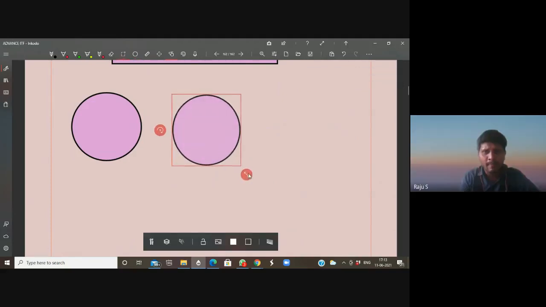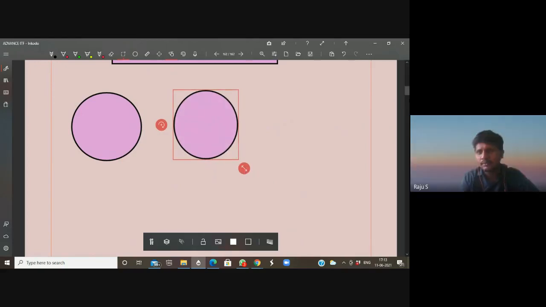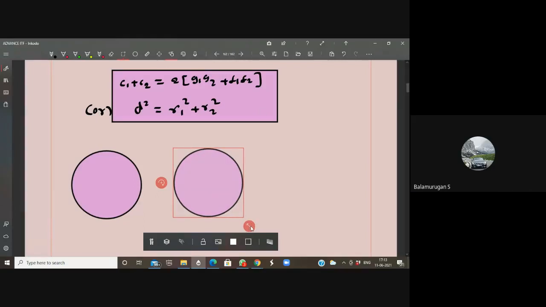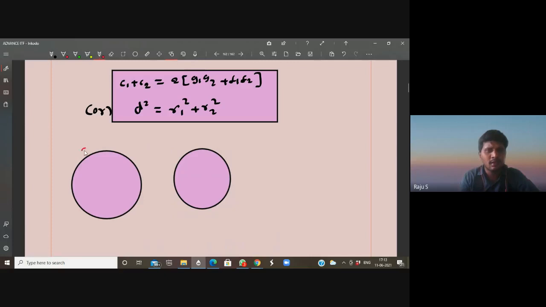Fine, I'm taking two circles here. It's not necessary that they are the same size; same size means the radius will be equal. This is S1 is equal to 0, and this is S2 is equal to 0. Remember that this is the circle of center C1, and this is the circle of center C2.